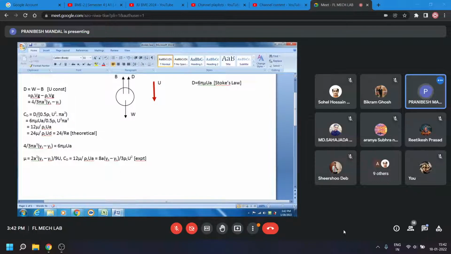Obviously, I could have measured this, I could have measured this, and I could have compared. That would have given me a very good comparison, isn't it? That is what I was thinking, sir. Yes sir. But I prefer to go to the coefficient form and then put the values to get the theoretical and experimental CD values instead of theoretical and experimental drag values. And why CD? That I have made it clear.